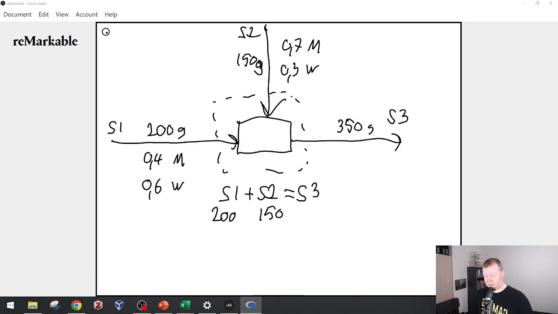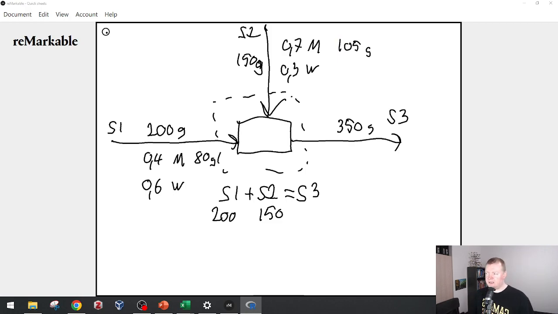But basically, if I look at my incoming stream here, I know that I have 200 grams, and 40% of it is methanol. So that would be 0.4 times 200, which gives me 80 grams. I'm going to write that here. 80 grams of methanol is entering here. And in my other stream, I have 70% of 150 grams. So that means up here, I'm adding in 105 grams.